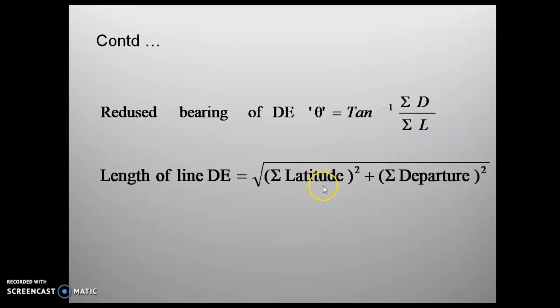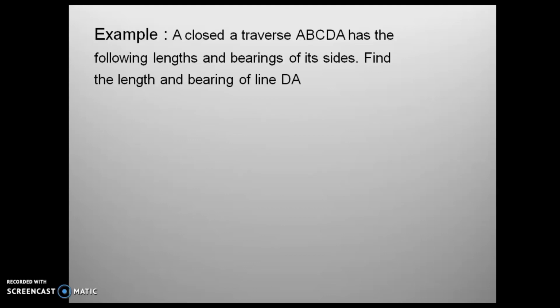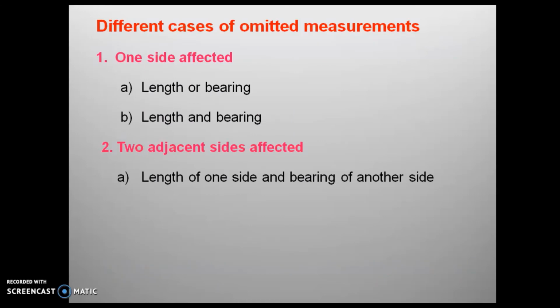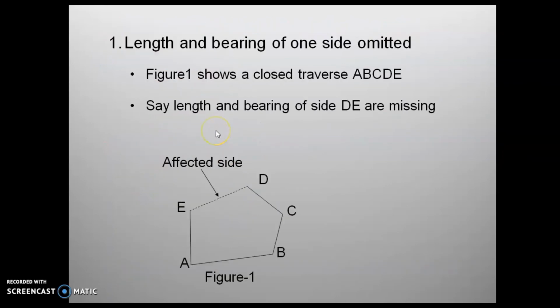Now length, how? Square root of sum of latitude squared plus sum of departure squared. So you will be getting the length of DE. This is a simple way you can find these things. Now we'll see one small problem. Out of these many things, we have taken first one side affected, in that length and bearing we have chosen.